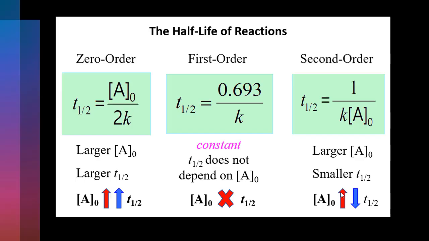For zero order reactions, as the initial concentration of A increases, t1/2 increases. So the more reactant you have, the longer your half-life is. For first order reactions, notice there is actually no correlation. t1/2 does not depend on the concentration of A. t1/2 is a constant for first order reactions, and it's based on its rate constant. Second order reactions say that a larger initial concentration of A means we have a smaller half-life. So as concentration increases, half-life decreases or goes faster.